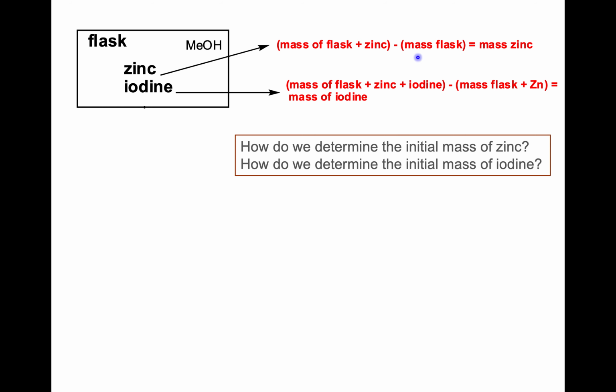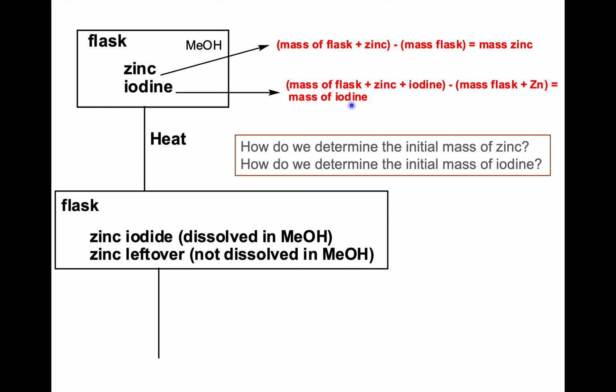So you'll determine the mass of a very clean flask. You'll add the zinc to the flask and determine that mass to then determine the mass of the zinc. Then in that same flask, you'll add iodine, and then similarly with difference, determine the mass of the iodine. And this is how we accurately determine the amount of zinc and the amount of iodine in our reaction vessel.